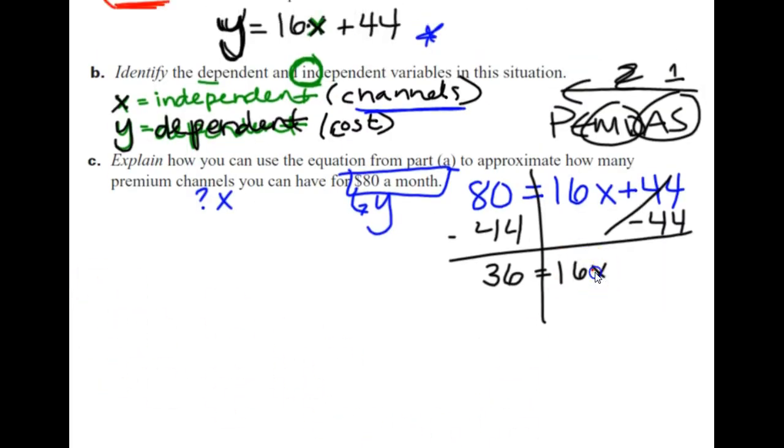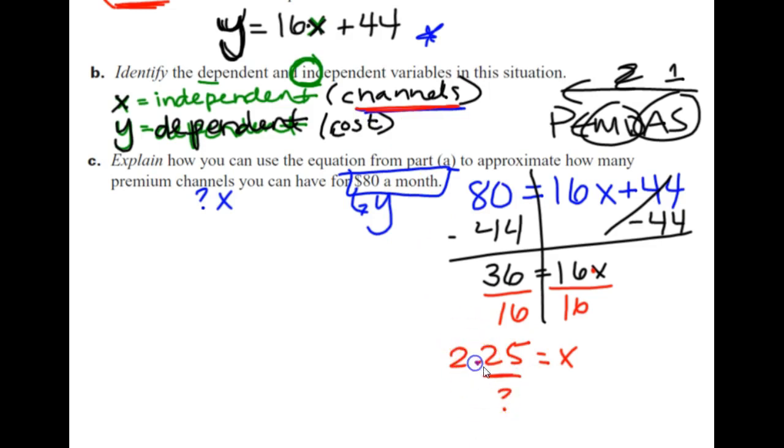And then last, the opposite of multiplying is divide. So I'm going to divide both sides by 16. In my calculator, 36 divided by 16 gives me 2.25. But if we think about it, x is the number of channels. Can we have 0.25 of a channel? Well, I don't think so.